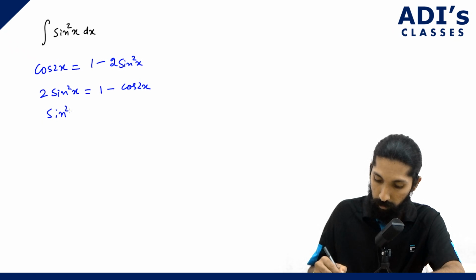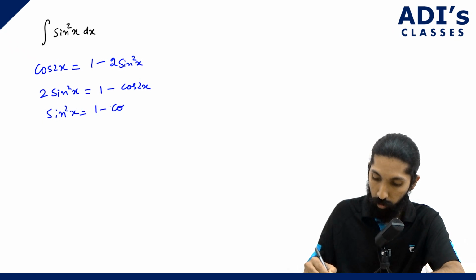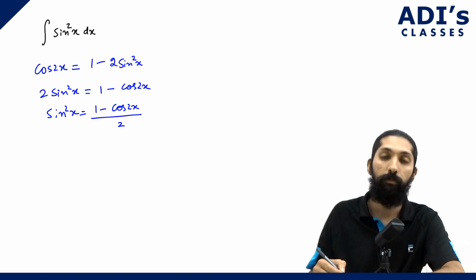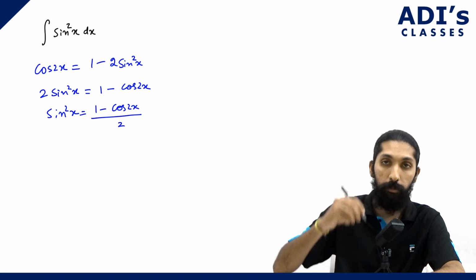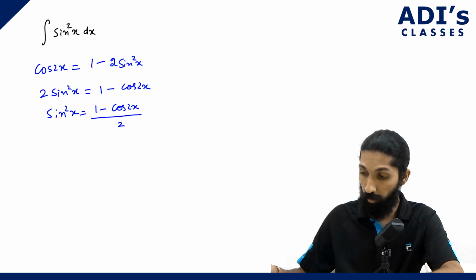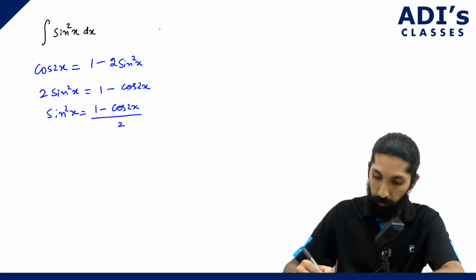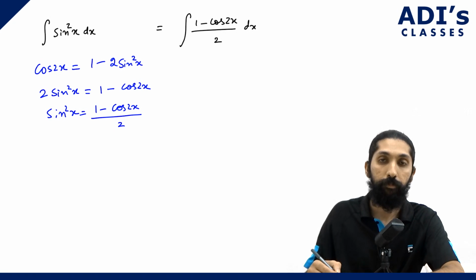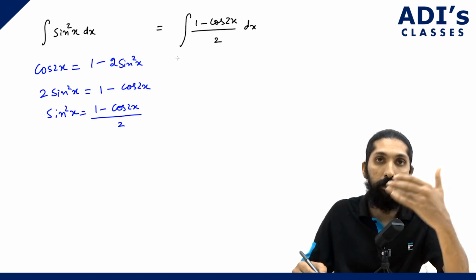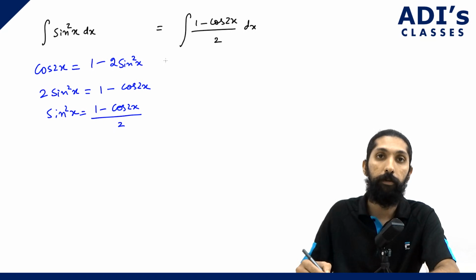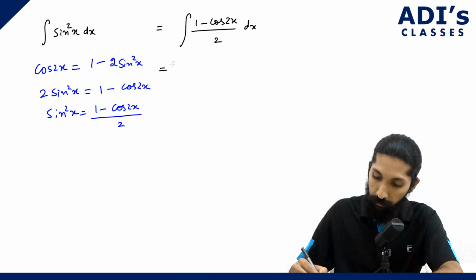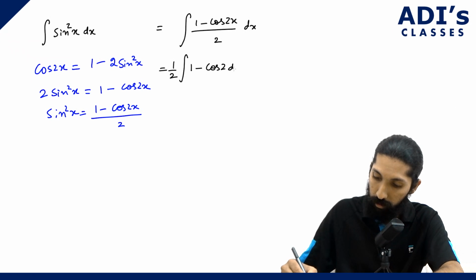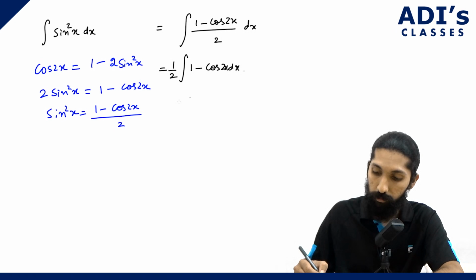Sine square x becomes (1 minus cos 2x) whole over 2. Correct? Now you substitute this in the integral form. If you do that, you will get the value as integral of (1 minus cos 2x) divided by 2 dx. Now the 2 in the denominator is a constant, so keep it outside. That means you'll get this as half integral of (1 minus cos 2x) dx, right?